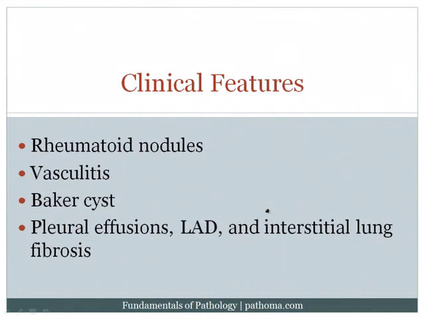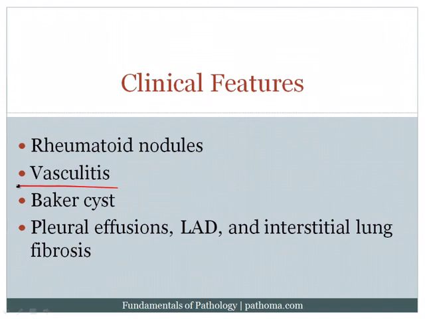Other clinical features that are important, rheumatoid nodules are present. These are nodules that usually arise in the skin but can also be present in the visceral organs, and they're characterized by a central area of necrosis which is surrounded by epithelioid histiocytes. So rheumatoid nodules are a classic finding as well.